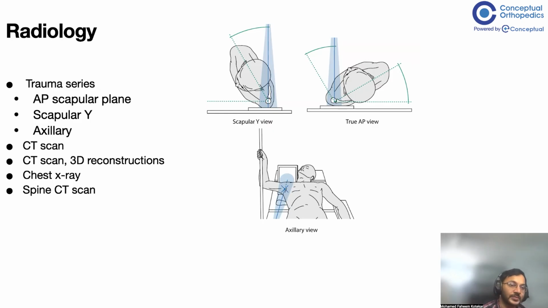Since most of these patients do have a chest injury, they may require a chest CT. And at the same time, it's easier to get a CT scan of the shoulder done along with it.